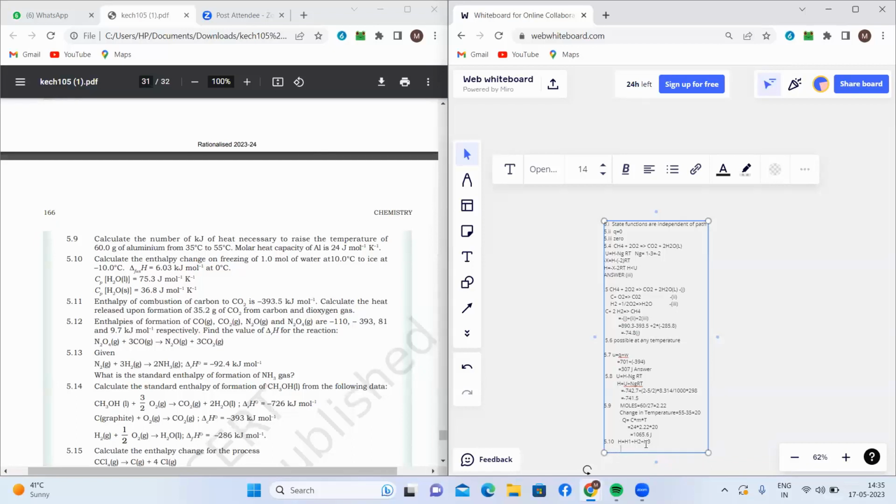We need to change water at 10 degree Celsius to ice at minus 10 degree Celsius. So how many processes will there be? First, you have to take H2O from 10 degree Celsius to 0 degree Celsius. Then you have to convert liquid H2O at 0 degree Celsius to ice at 0 degree Celsius. So that's two steps. Then you have to go from 0 degree Celsius to minus 10 degree Celsius. That means three steps. So you have three values of H to add. H1 when we are going from 10 degree Celsius to 0 degree Celsius in liquid form, then H2 in which we are going from 0 degree Celsius water to 0 degree Celsius ice, and then H3 where we are going from 0 degree Celsius ice to minus 10 degree Celsius ice.